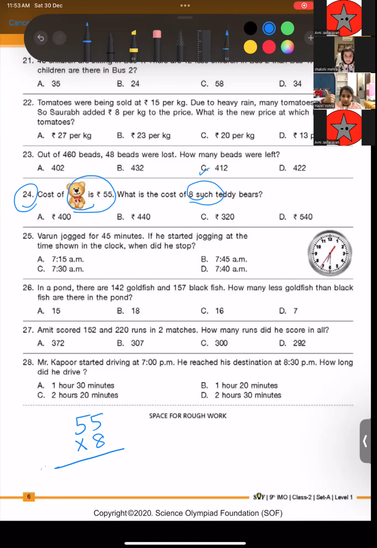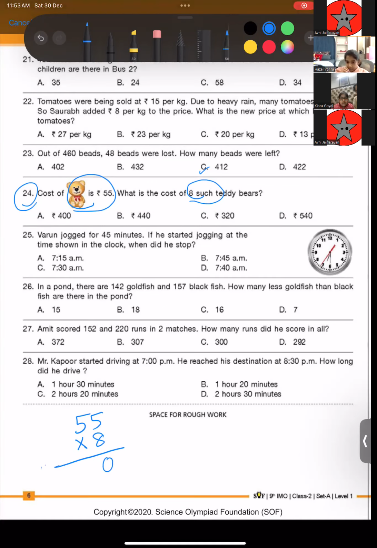Yes, ma'am. What is 8 times 5? 8 times 5 is 40 and the answer will be 440. So even if you don't know the table of 8, but you know the table of 5, it can be done, correct? What is 5 times 8, Kabir? Ma'am, 40.